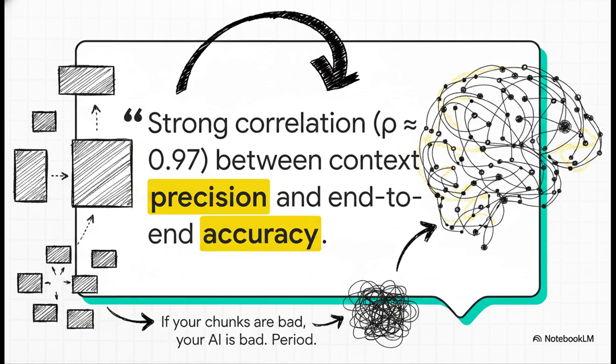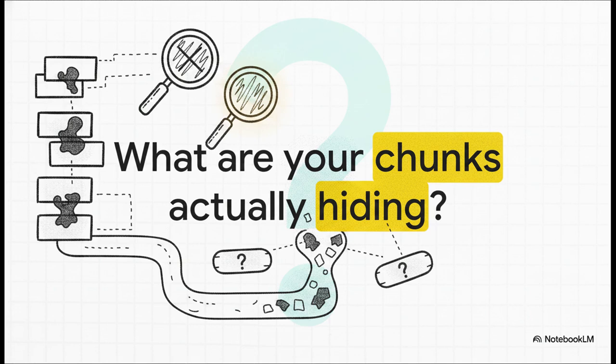Ultimately, all of this builds back to our core premise. Returning to Philip Art's enterprise research, they found a staggering 0.97 correlation between context precision and end-to-end accuracy. I mean, that essentially proves that your final AI answer is entirely at the mercy of your initial retrieval quality. Let's be real. If your chunks are bad, your AI is bad. Period. So if your retrieval quality determines your AI's accuracy, what are your chunks actually hiding?